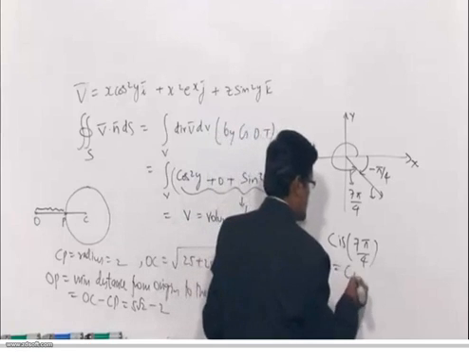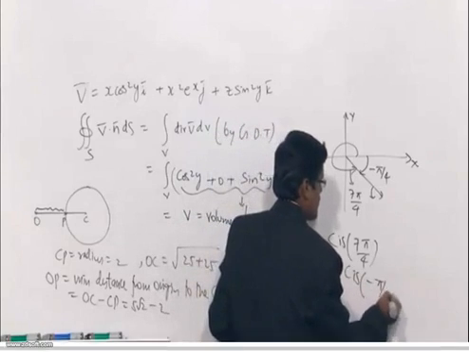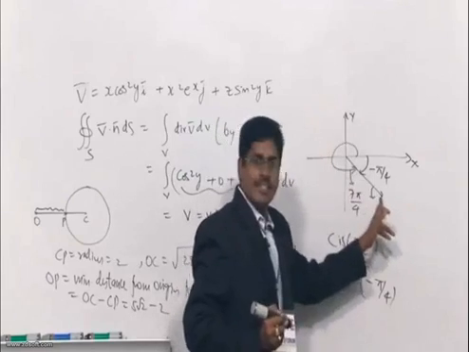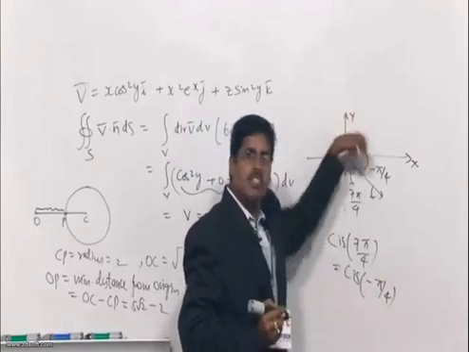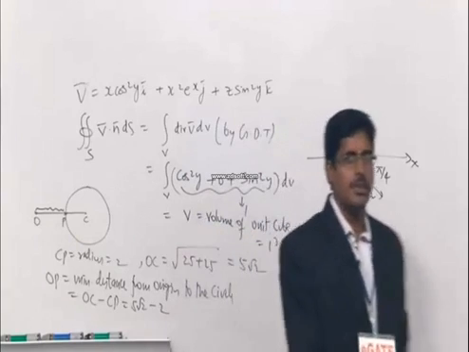7 pi by 4 is nothing but 2 pi minus pi by 4. 315 degrees is located like this. Now in the other way, you locate it like that, minus pi by 4. Next.